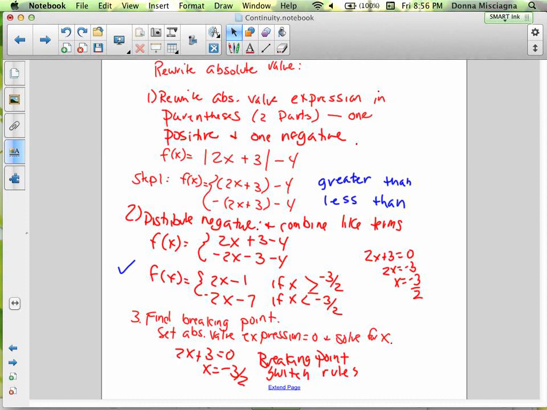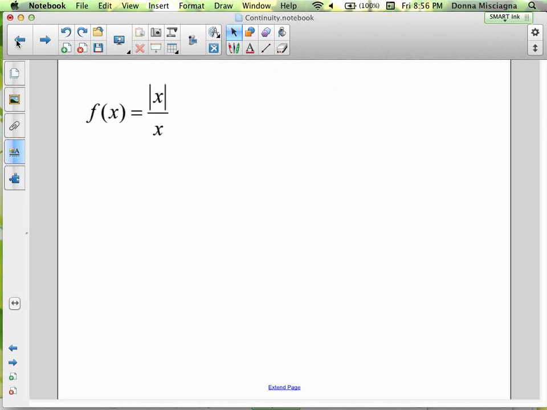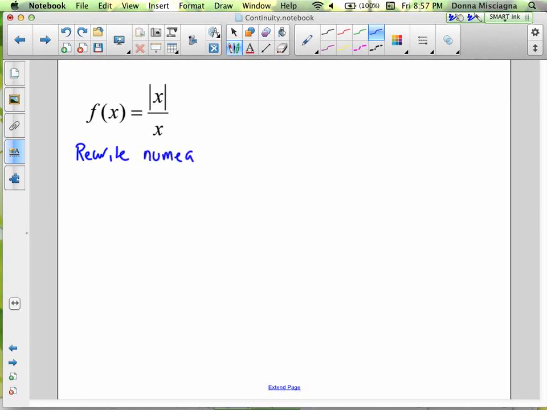All right, so now let's go back to this one here, now that we've done that. We have f of x equals the absolute value of x in the numerator and x in the denominator. Let's rewrite the numerator first, as a piecewise function.